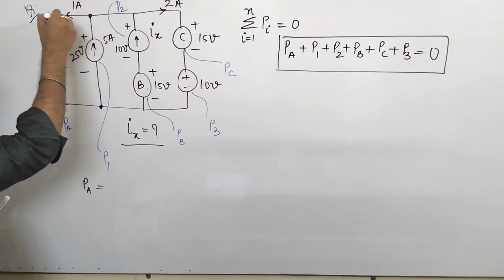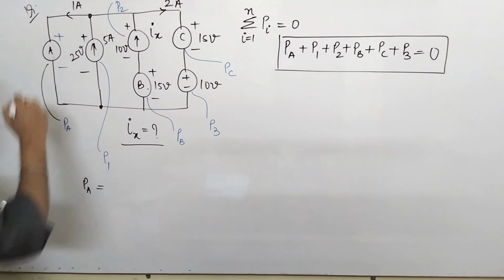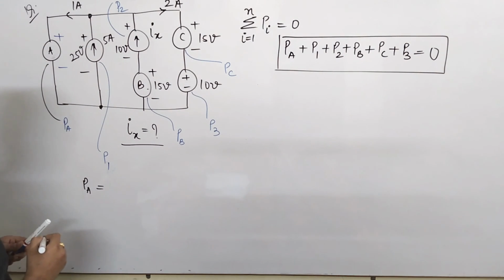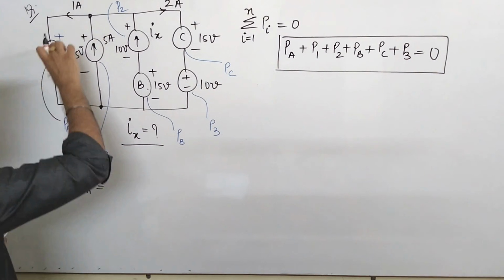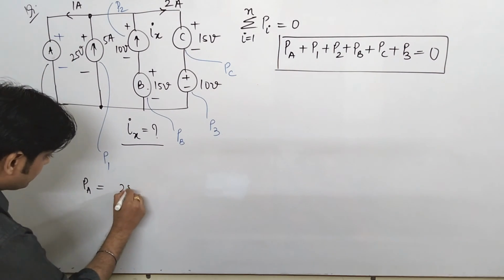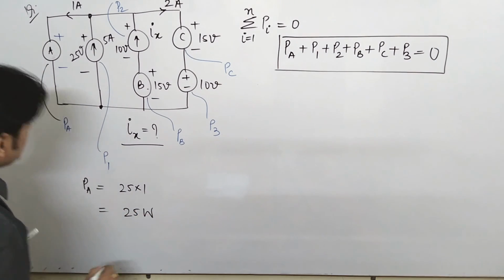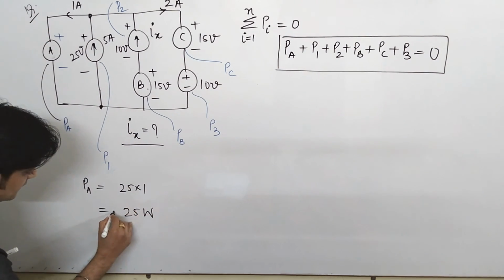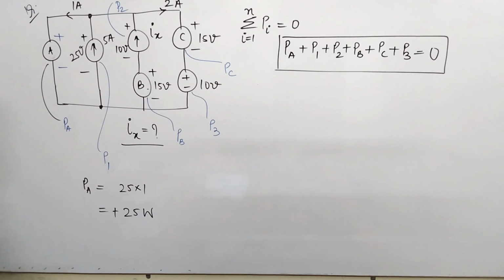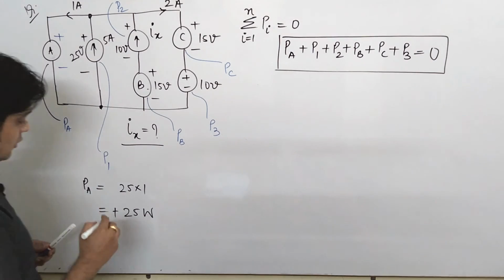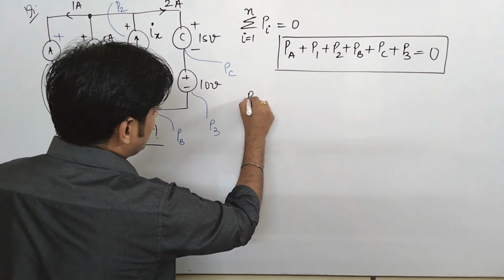So you can say that the current is entering, that means this element is absorbing the power. This element is absorbing the power. So the voltage here is 25 volt into the current is 1, so that comes to be 25 watt. Now since it is absorbing, the sign convention comes to be plus 25 watt. Okay, now PA is over, now come to P1.